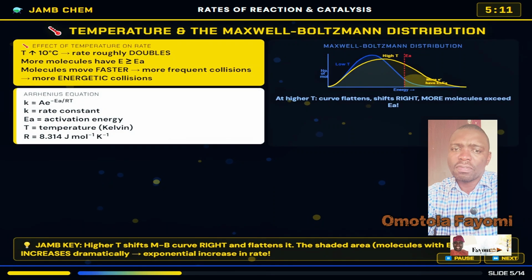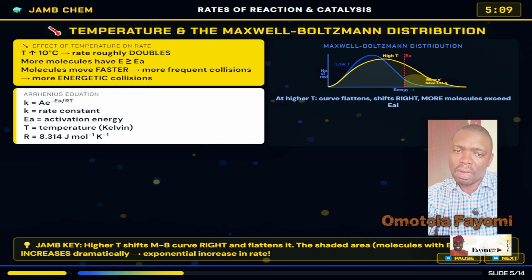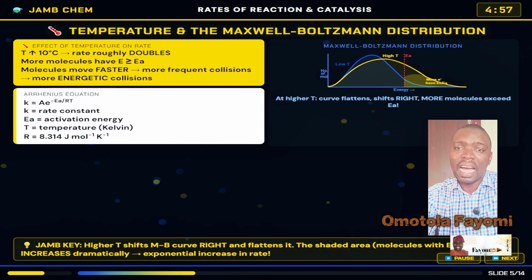Temperature is the most powerful factor affecting reaction rate. The Maxwell-Boltzmann distribution explains exactly why. Here is the rule of thumb: for every 10 degrees C rise in temperature, the rate of reaction approximately doubles. That is an exponential relationship described mathematically by the Arrhenius equation: k equals A times e to the power of negative EA over RT.